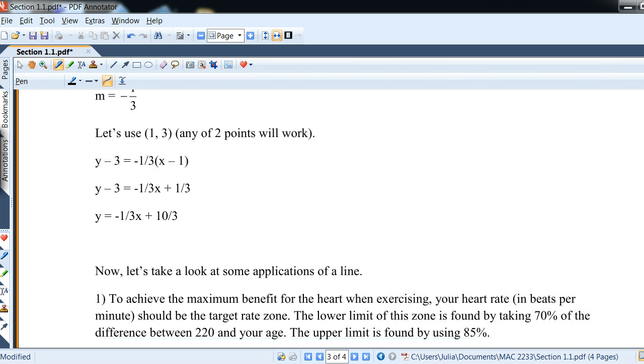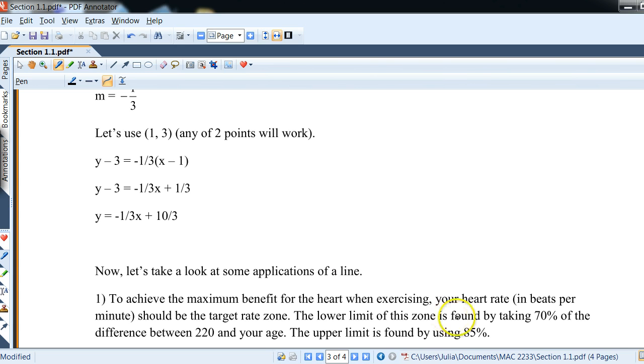Now let's take a quick look at a few applications. So hopefully the equations of the lines are coming back to you from previous algebra courses. Now here's a couple of interesting applications. If you like exercising or going to the gym, there is something they recommend, a certain quantity called the target rate zone. If you do enough cardio to get your heart rate up into the zone, then you're getting the optimal exercise. That's what I hear.